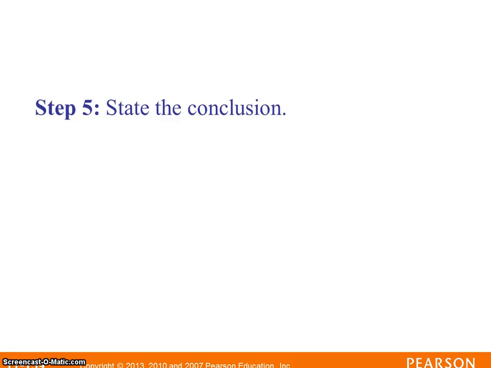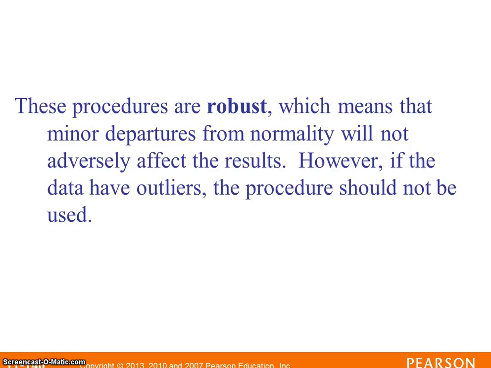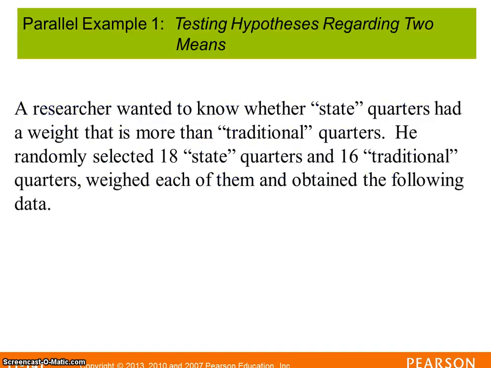Okay, so let's look at an example here. But before we do that, I should mention that these procedures are robust, which means that if there's a slight departure from normality, it won't adversely affect the results. However, if the data have outliers on your box plot, the procedure should not be used, and we'll have to rely on non-parametric tests, which we'll talk about later. So let's look at an example.